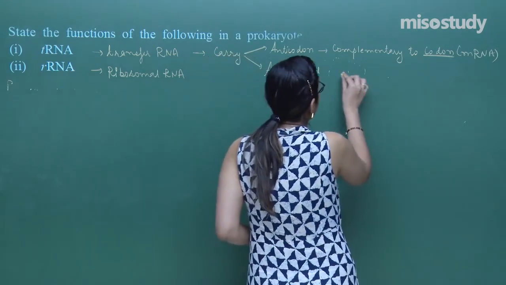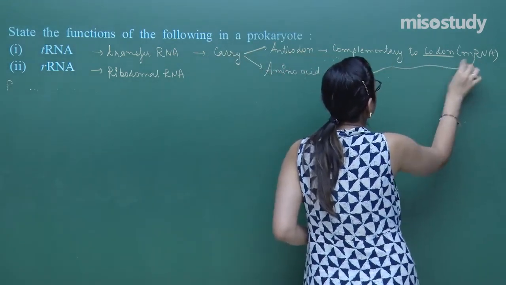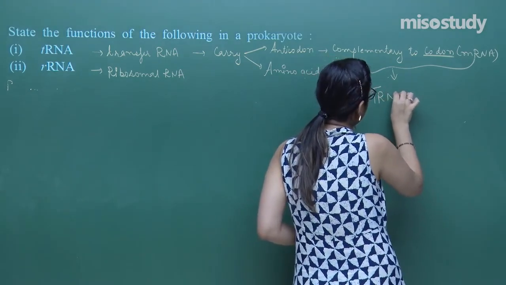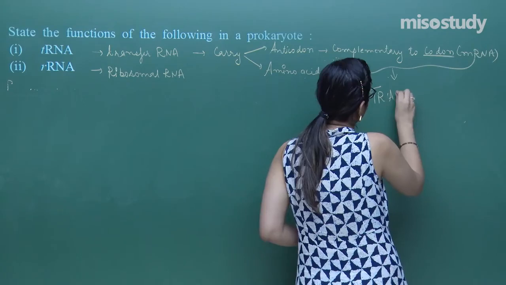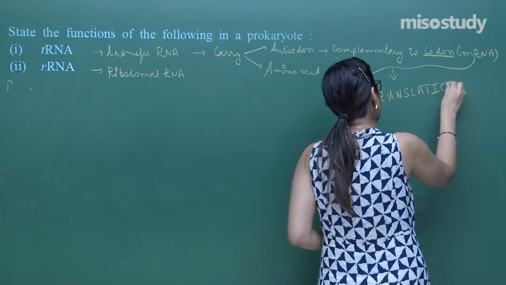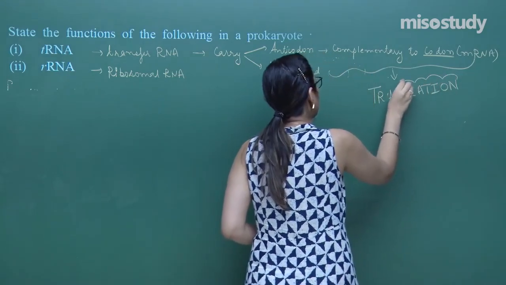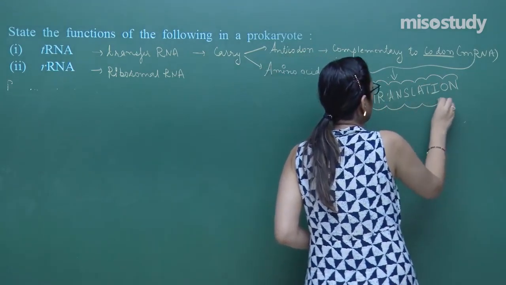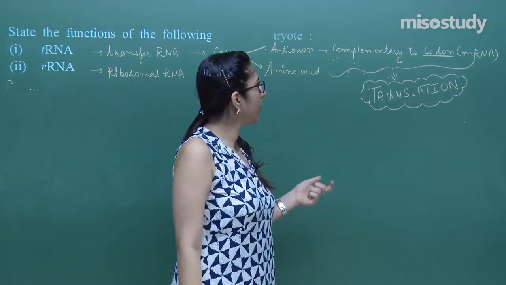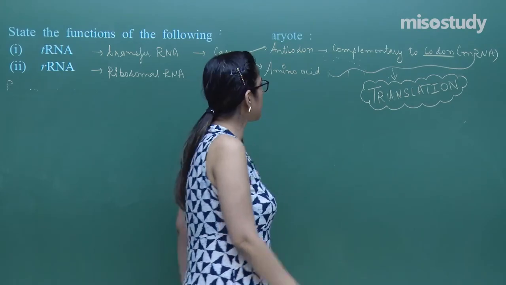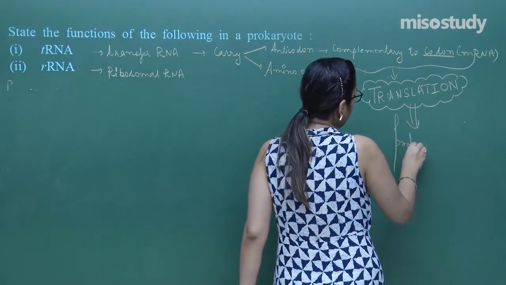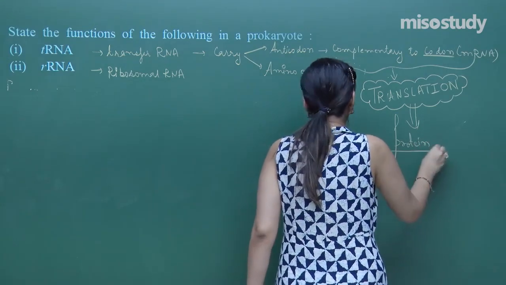And if we talk about the whole procedure, they are helpful for a procedure which we all know is called translation, right? So what I want is, now the amino acid sequence is there. Out of these, the whole protein sequence will be formed. My desired protein will be formed.